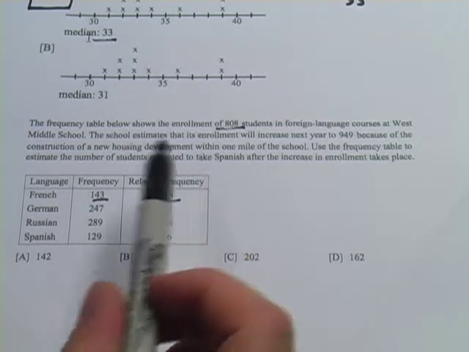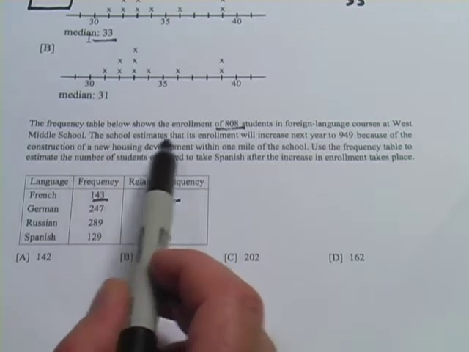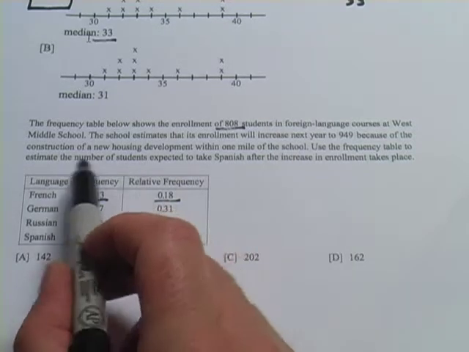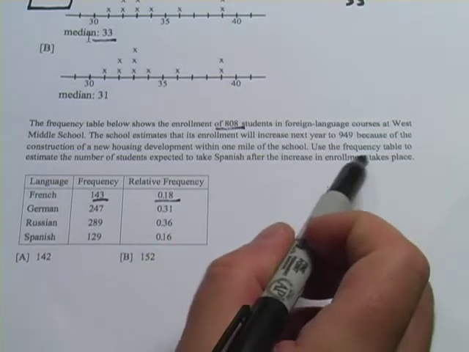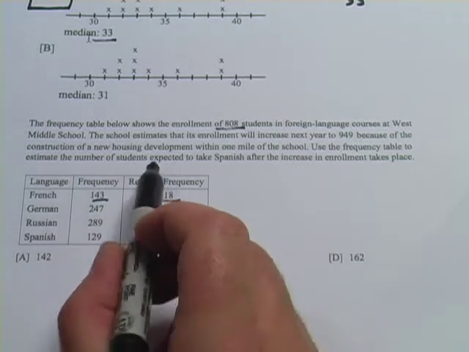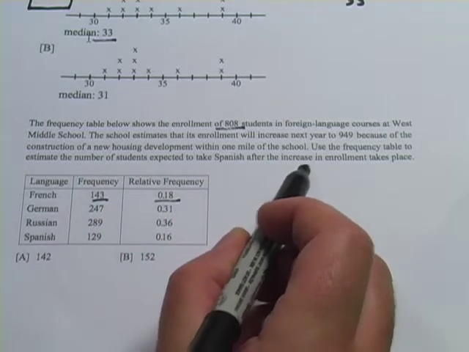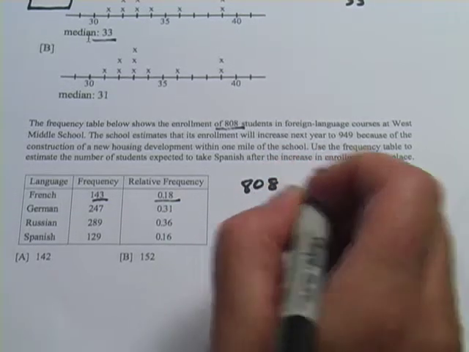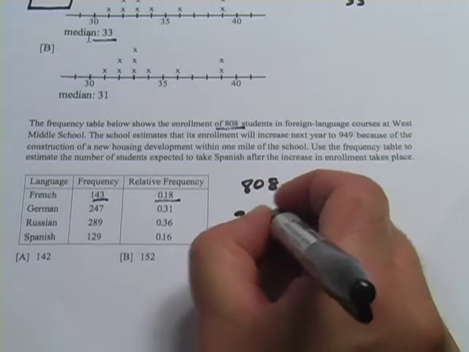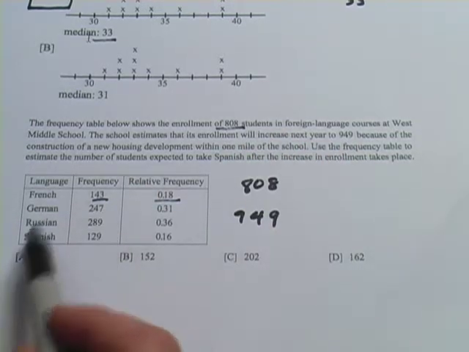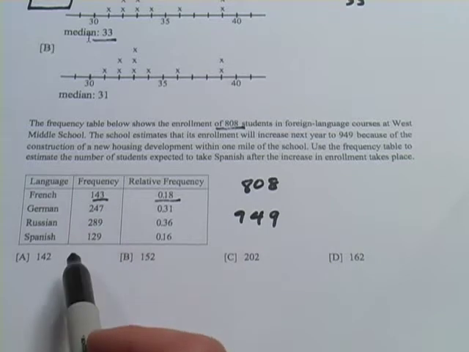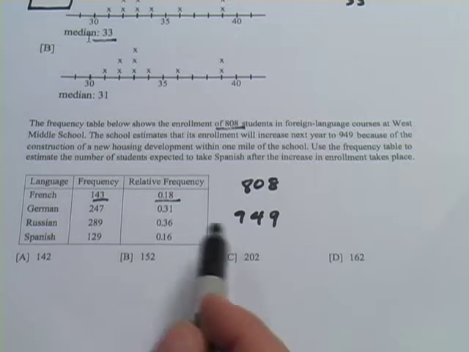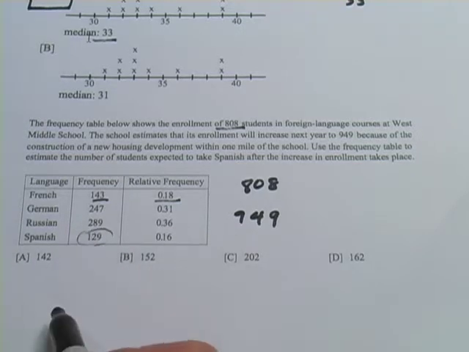Now here's where the problem gets a little complicated. It says the school estimates that its enrollment will increase next year to 949 because of the construction of a new housing development within 1 mile of the school. Use the frequency table to estimate the number of students expected to take Spanish after the increase in enrollment takes place. So the old enrollment was 808. The new enrollment is 949. And assuming these ratios stay about the same, the same proportion of students want Spanish or Russian or German, the question is, what's this new number going to be?